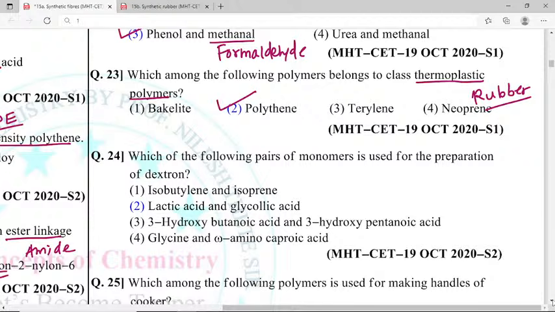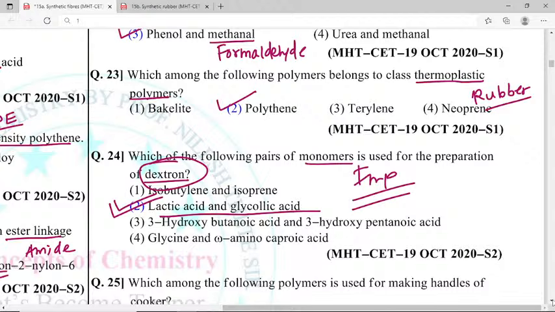Which of the following pairs of monomers is used for the preparation of dextran? Many times dextran is asked as a question. Dextran: lactic acid and glycolic acid. So the answer is lactic acid and glycolic acid. This is a very, very important question.